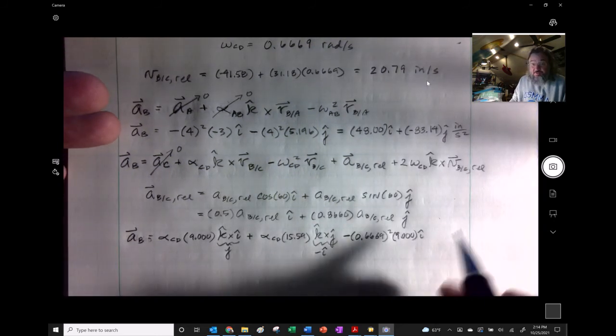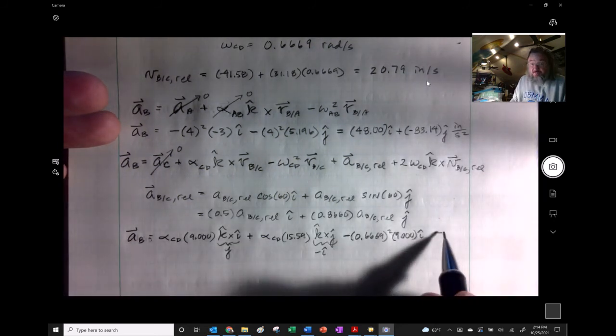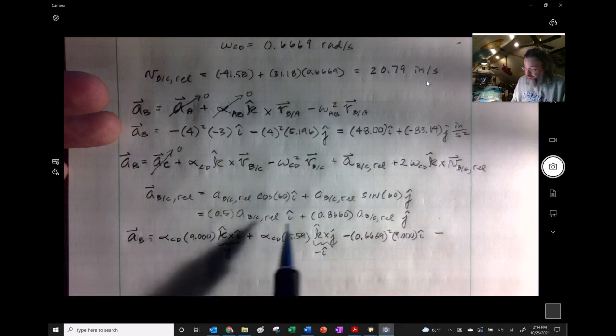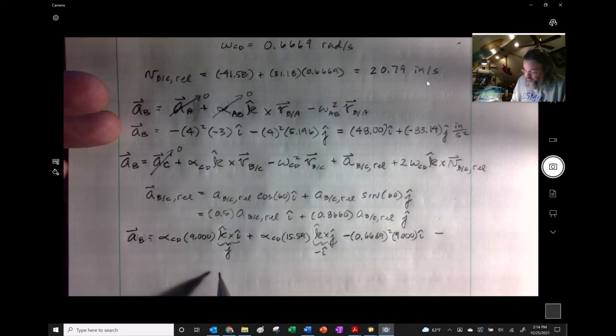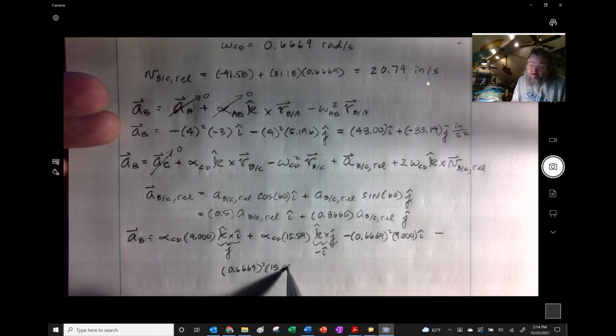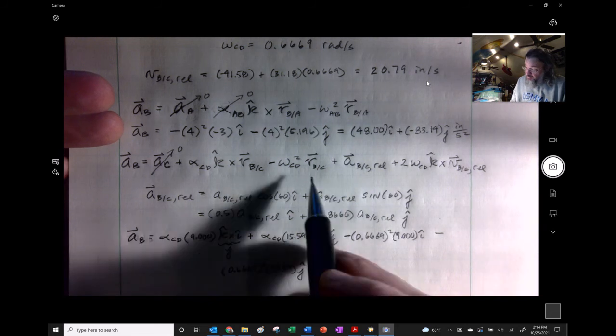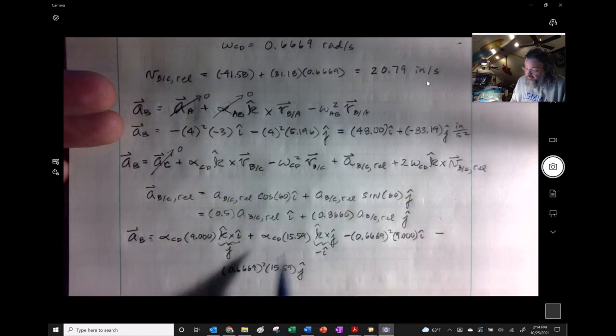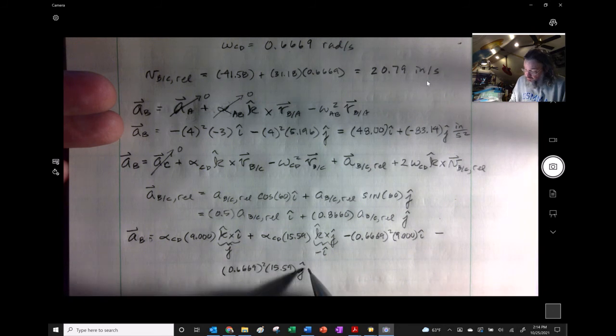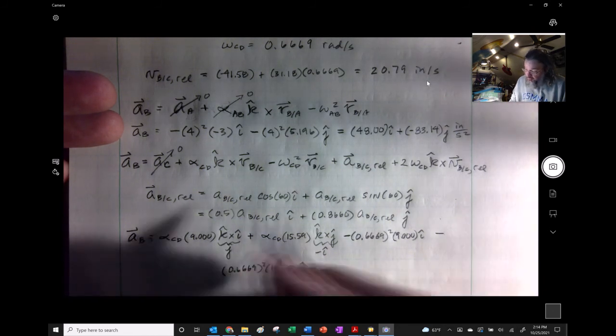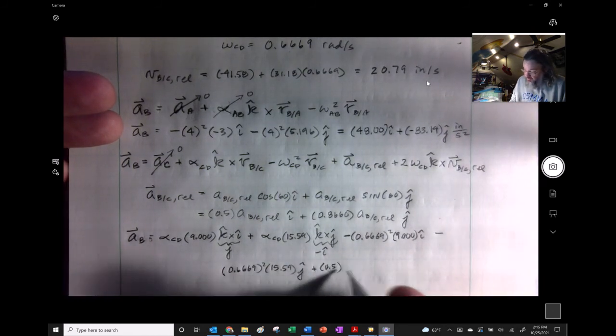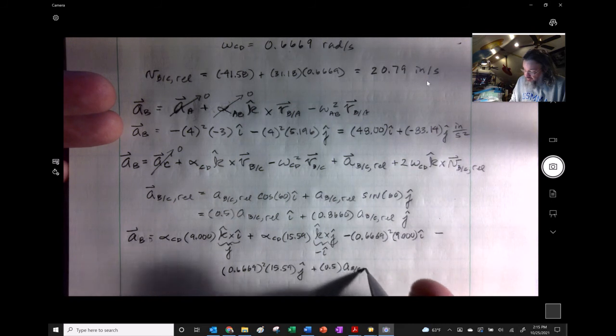All right, and now we're going to continue on. Make sure we remember that that's going to be negative, but we have to continue on to the second part of this, which is going to, now I'm going to come down this way, 0.6669 squared times our 15.59 J, right there. That's this. Now I'm going to hit this term, plus my 0.5 AB with respect to C rel.